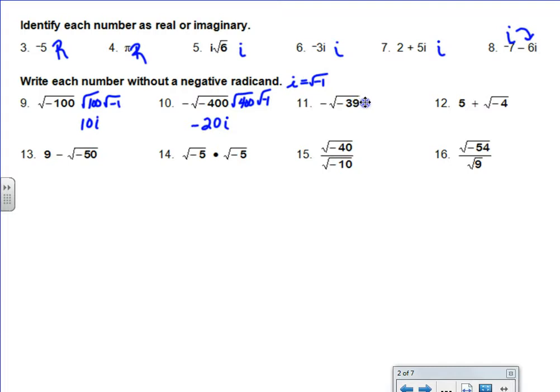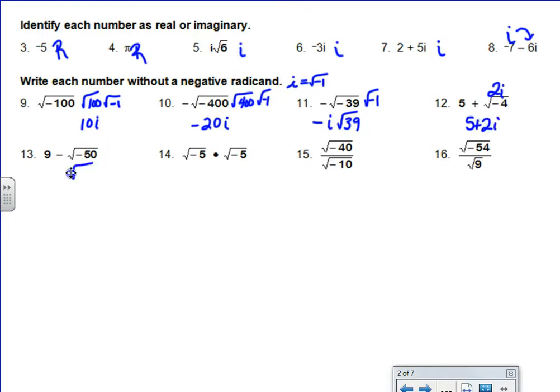And then 39 doesn't simplify the number at all, but I can think about taking the negative 1 radical out of that. So the negative coefficient, and then we're going to have an i in front, and then the square root of 39 is left over. And then the square root of negative 4, that is really the same thing as a 2i, so my final answer is 5 plus 2i.